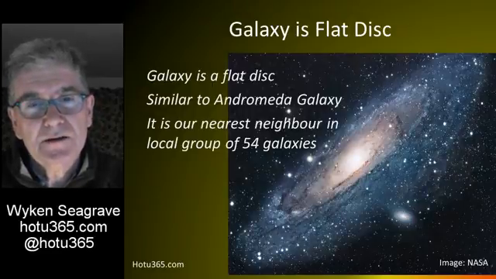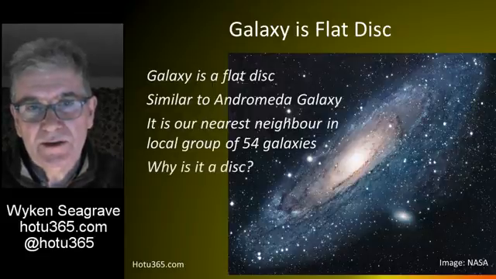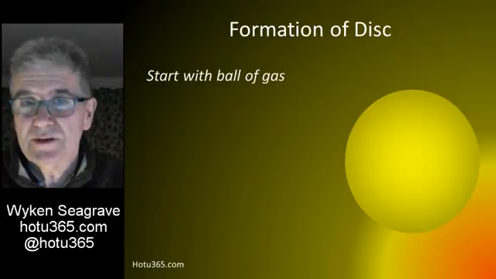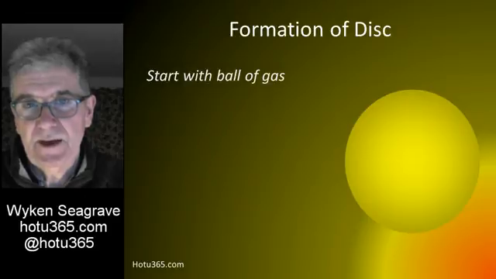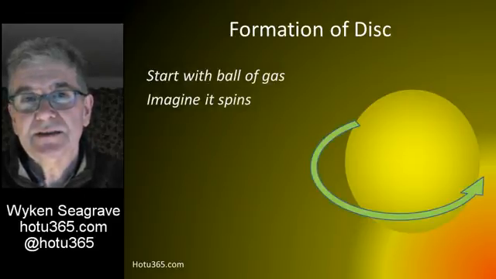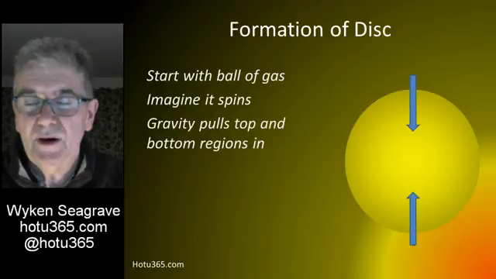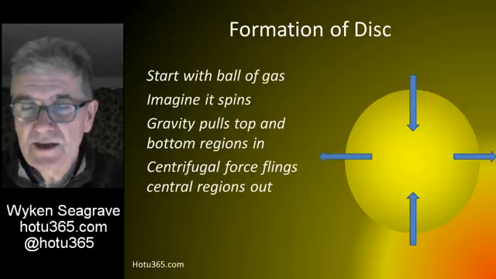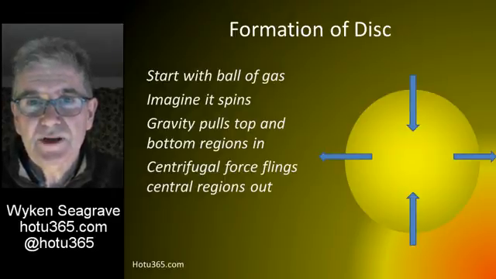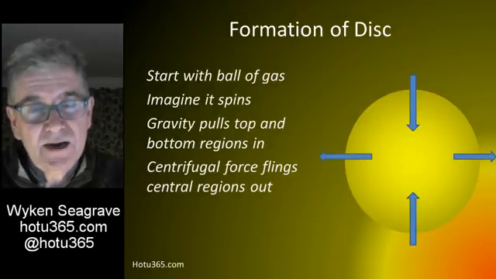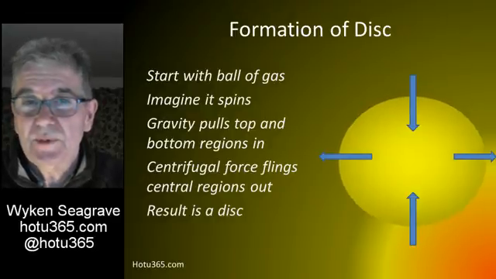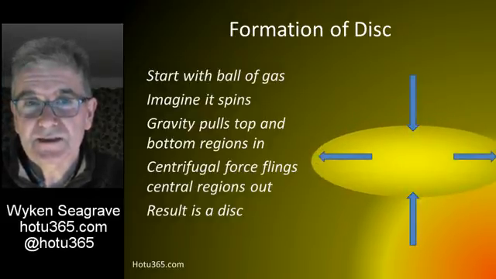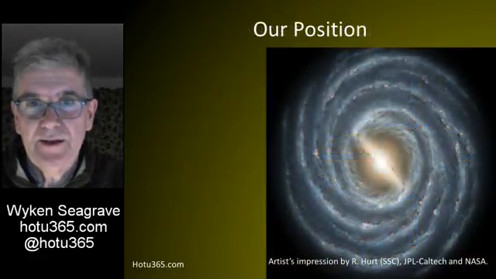So why are spiral galaxies shaped like a disk? Let's imagine we start with a spherical ball of gas in space. And let's imagine that it is spinning. The top and the bottom parts of the ball of gas fall in, but centrifugal forces throw out the central regions. And so as time goes on, the shape changes. And the result is this typical disk shape within the Milky Way.